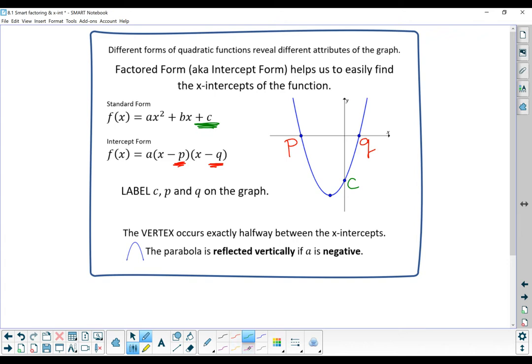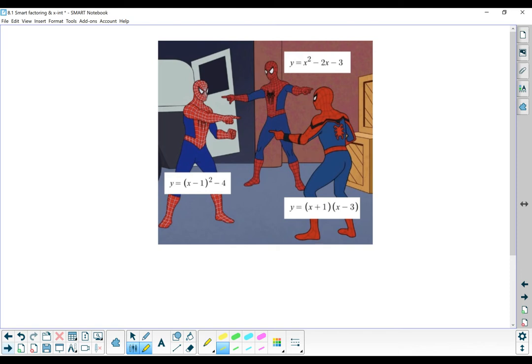The vertex occurs exactly halfway between those x-intercepts. We're going to talk more about the vertex in another lesson, but I just wanted to mention in this lesson that it is exactly halfway. So this distance here will be exactly the same as this distance here. And anytime your a value is negative, in either form, you're going to have that parabola reflected and opening downward. These are all different forms of the same parabola, but different forms are useful in different ways to reveal different attributes of the graph.